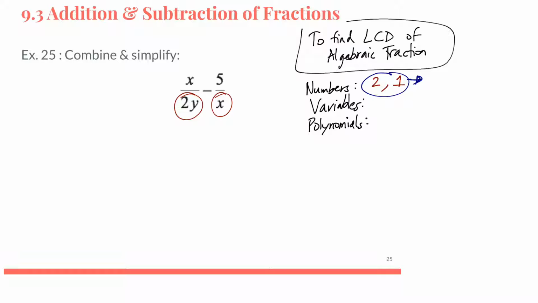Or let me do this in blue then. 2. Let's list any variables we see. There's an x, there's a y. And the LCM of two dissimilar variables would be the product of those two. It's very easy to prove that, by the way. We can get into that if needed.